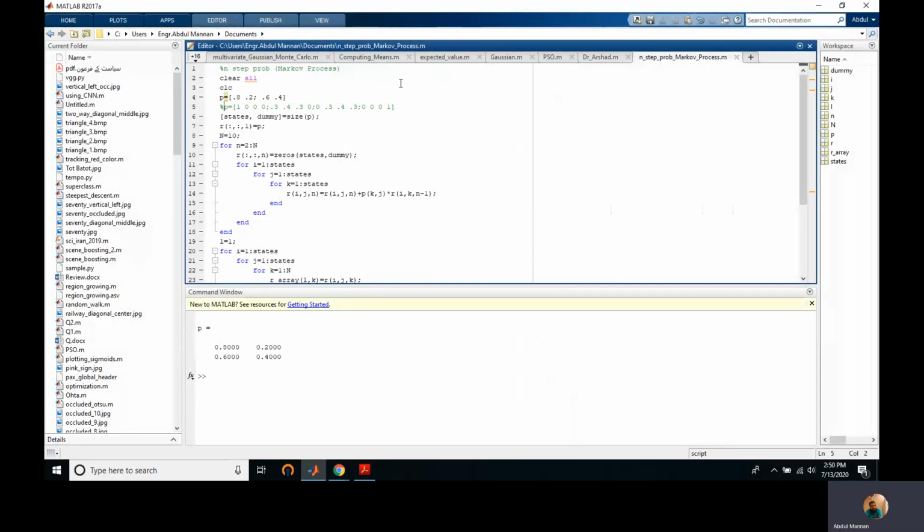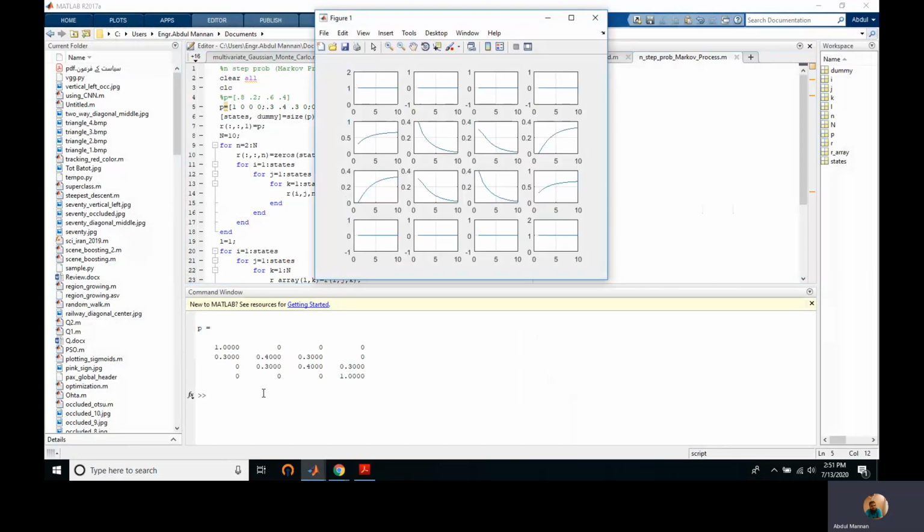I have generalized this code for any given Markov chain. So here's another Markov chain which contains four states, and this is the state transition matrix for this chain. If we run this code, it will be run for this matrix. This is the state transition matrix for this Markov chain, and these are the graphs. It's R11, R12, R13, R14, this is R21, R22, R23, R24, and this is finally R44.